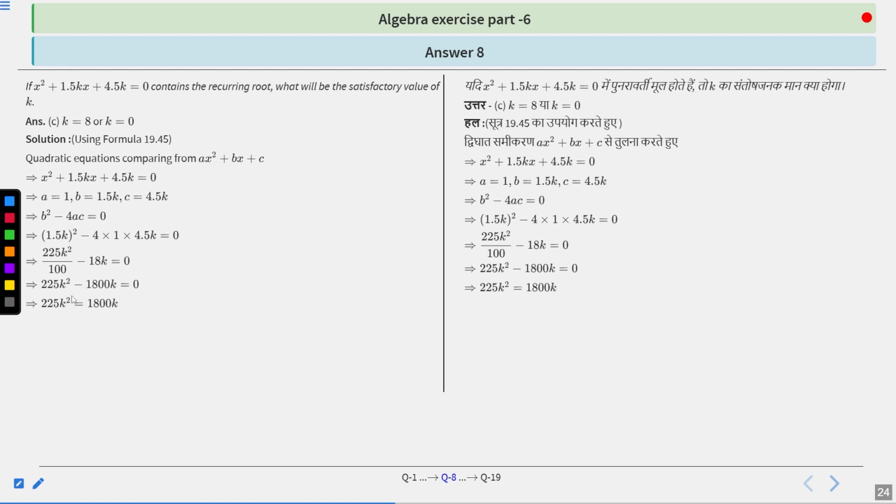That means 225k square becomes equal to 1800k. So the value of k can either be 8 or k equal to 0. That means option number C, k equal to 8 or k equal to 0, is our correct option.